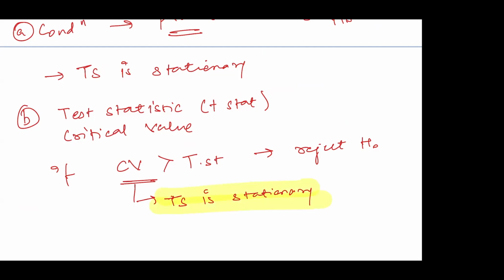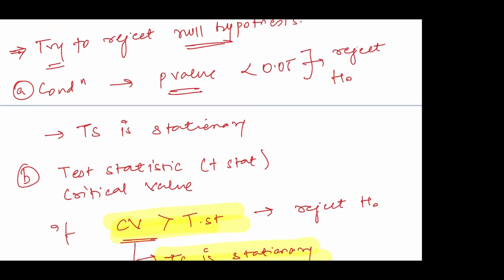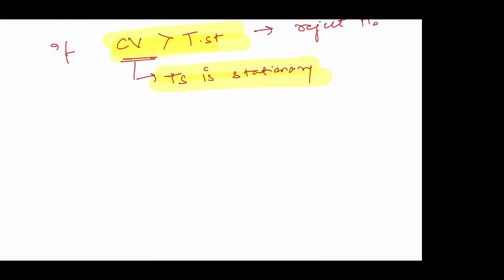So you can check any of the conditions. If the critical value is greater than the t statistic, or if the p-value is less than 0.05, you'll say the time series is stationary. So this is the first test, the augmented Dickey-Fuller test. Now the second test. You might be thinking, why do we have a second test, when we already have one test which is checking for stationarity? There is a big reason for that.